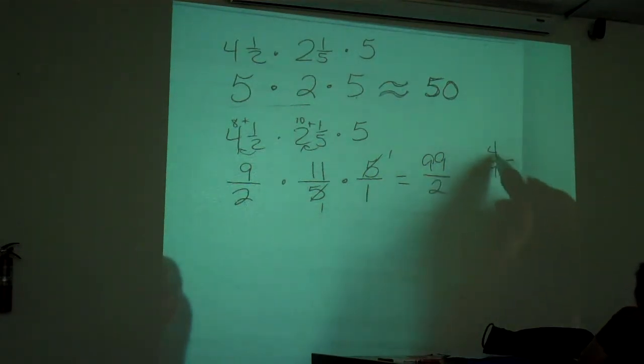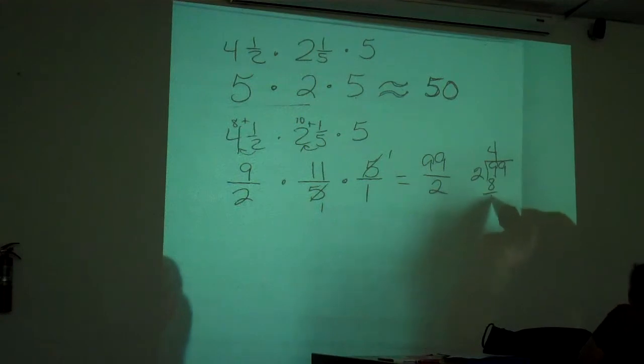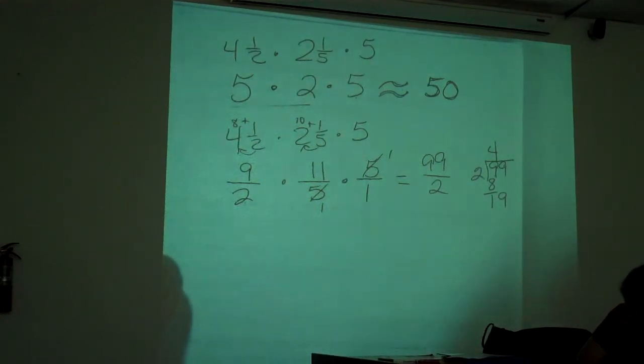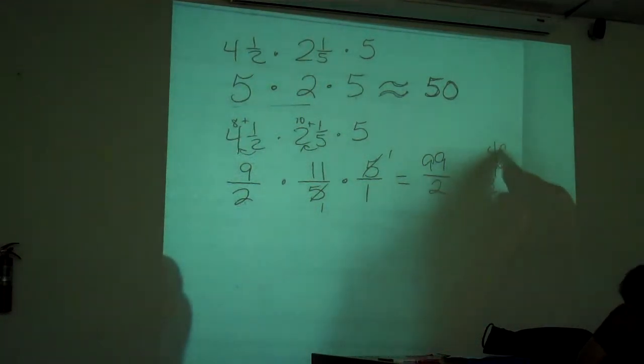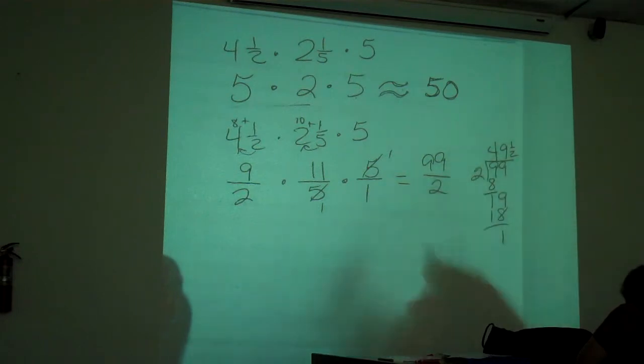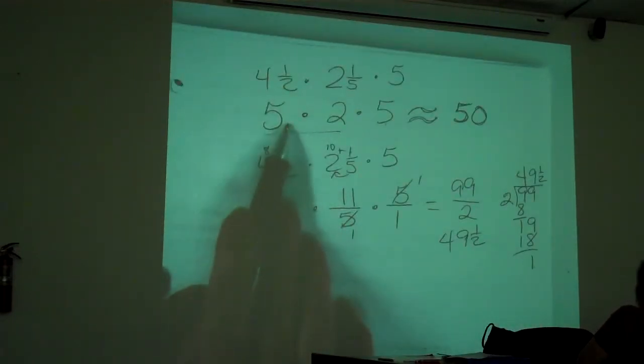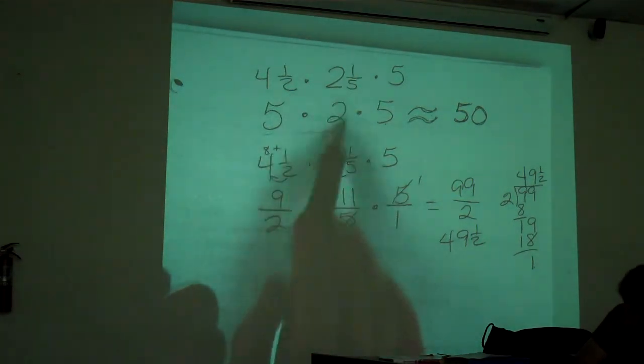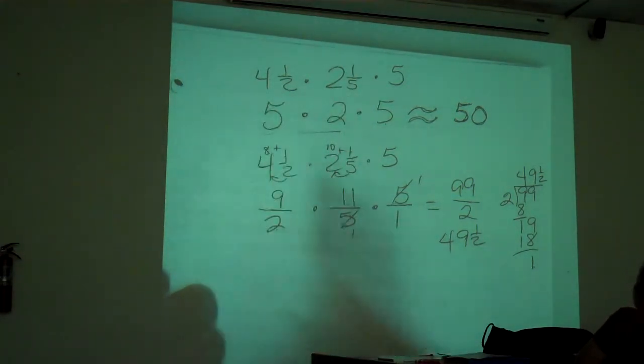2 will go into 9 4 times. 2 will go into 19 9 times. 9 times 2 is 18. 1 left over, so it's 9 and 1 half. That was really close to our estimate, because we went up on one of them and stayed the same on that one. There's a little less than that, and that's a little more.